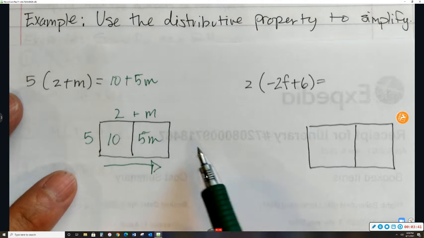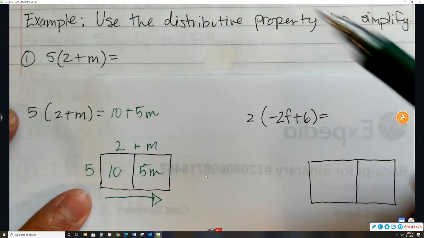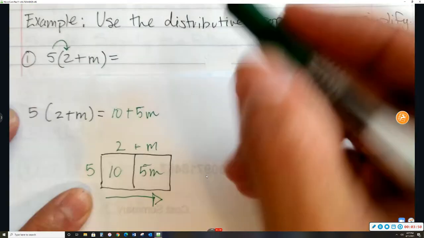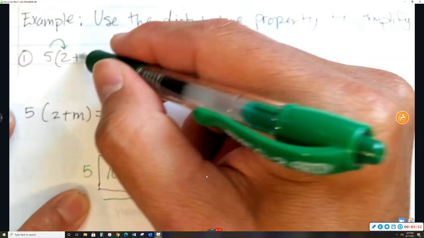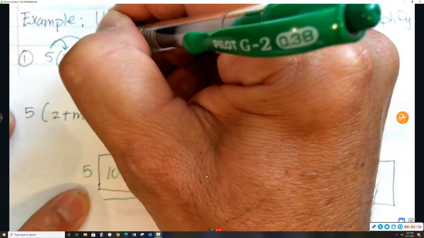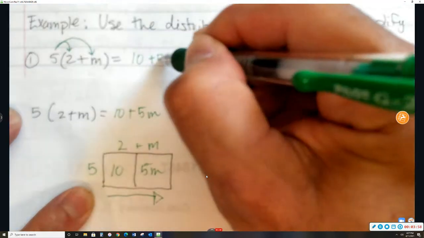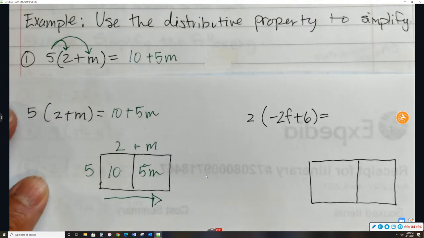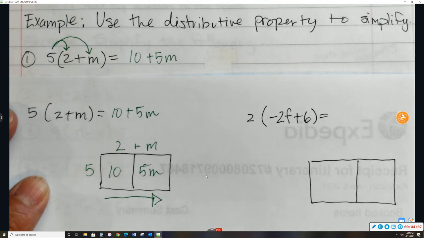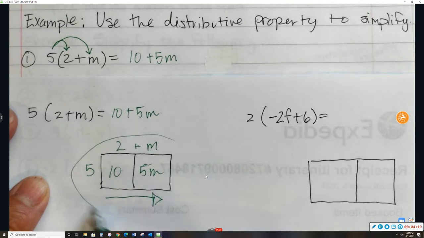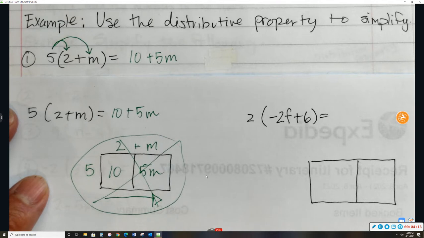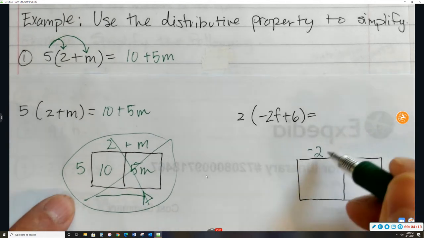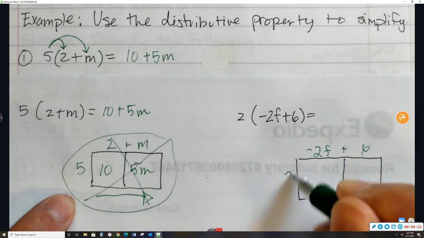So watch how I'm going to do it today. Same thing, but instead of using the box, I'm just going to use these little arrows. 5 times 2, that's 10. I'm going to put my plus, and then 5 times m, well, that's just 5m. Same answer, but less work. We don't need to write all this in anymore. If you still want to use the box, you can, but I think it just takes up a lot of time.